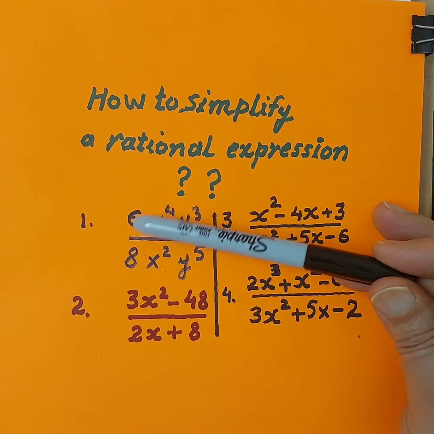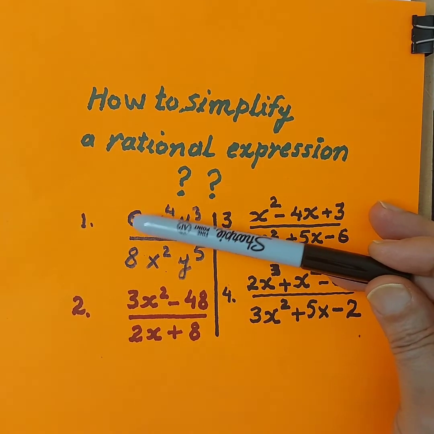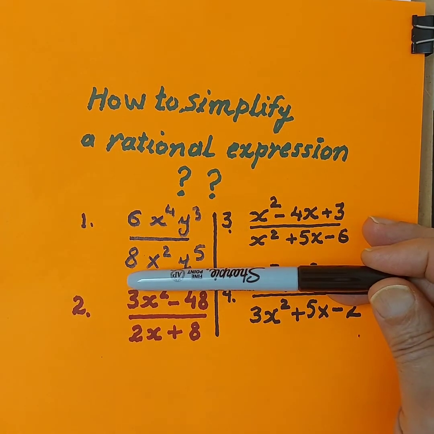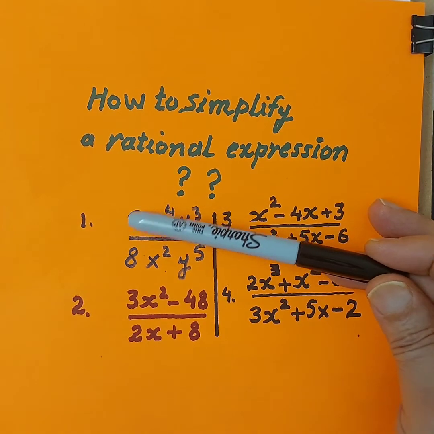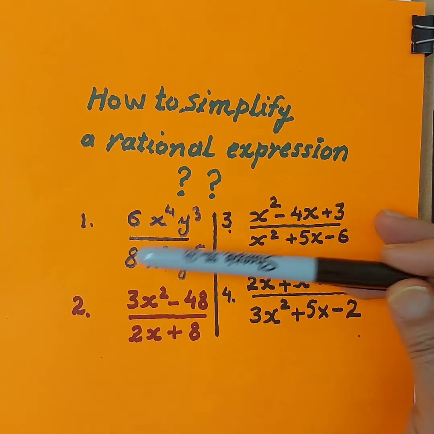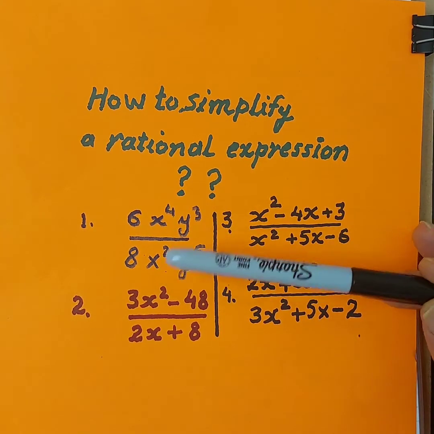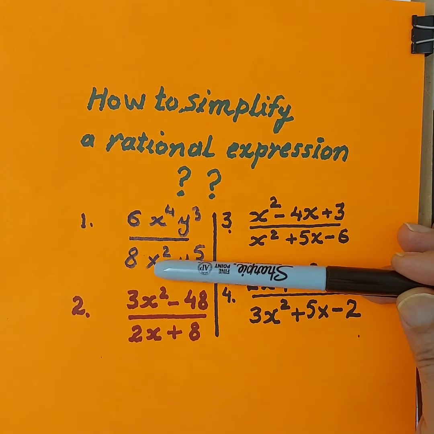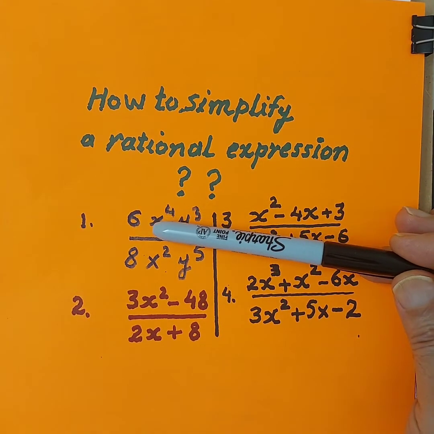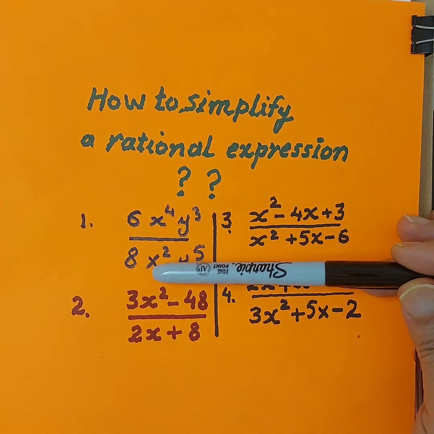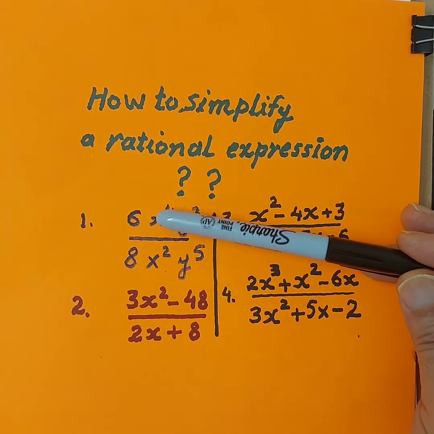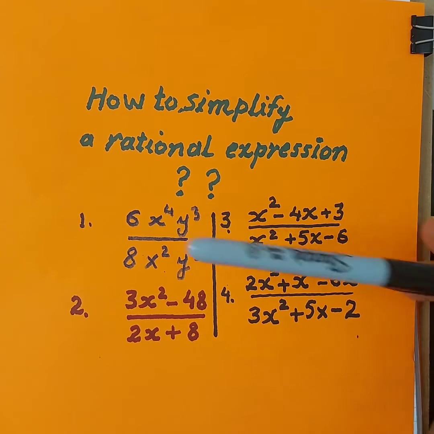Like here about the numbers, you see there is a common factor between 6 and 8, which is 2. We can reduce by dividing here by 2 and here by 2. Again, also for the x variable, we have x squared here and we have x to the power 4. So we can cancel x squared from here and here and x squared remains in the top.